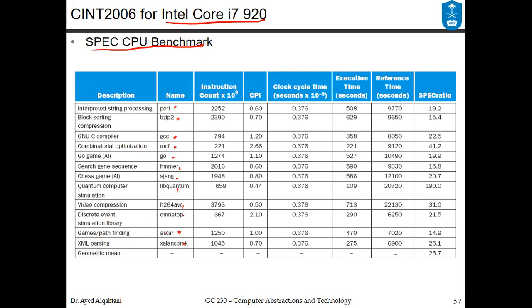Those different programs have different instruction counts and different CPI, and they have the clock cycle times for each one of them. You can see that the clock cycle time is the same for all of them. And then you get the execution time, and you also get the reference time. The reference time is the time of the reference machine. You can see that the time is big in the reference machine because it's an old machine. And you also get the execution time of your current machine, which is the Intel Core i7-920, and you get the execution time for all of them.